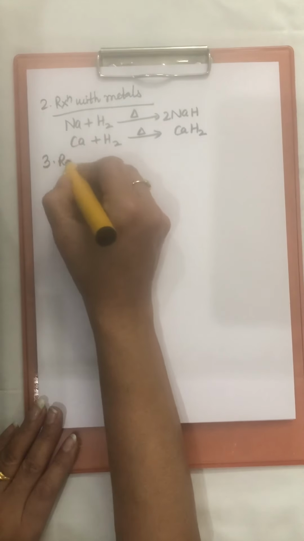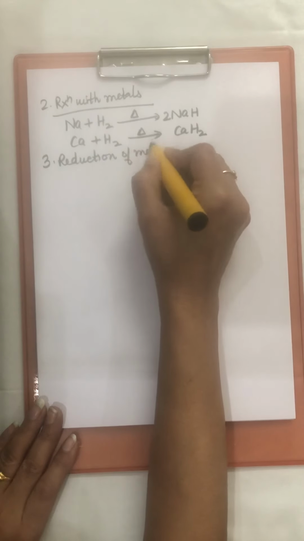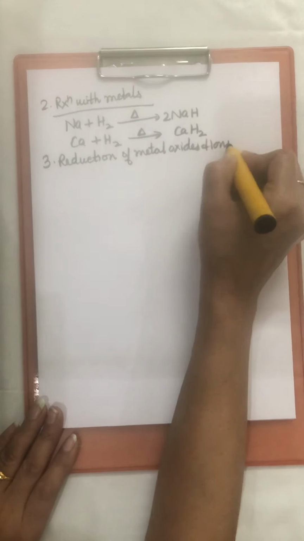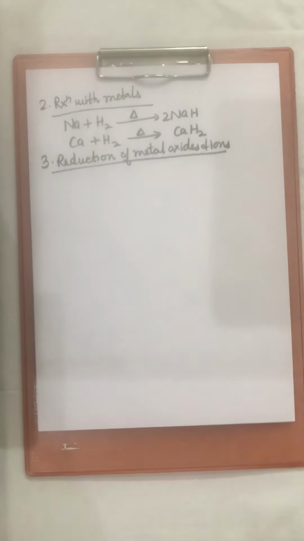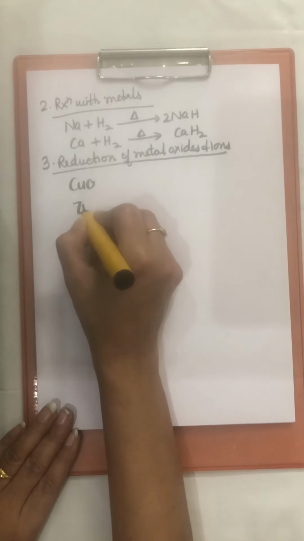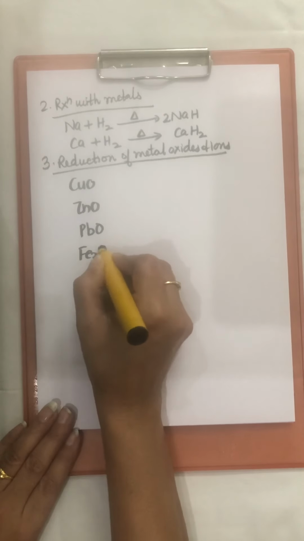Third chemical property, reduction of metal oxides and ions. Hydrogen acts as a reducing agent. It acts as a reducing agent and it reduces the oxides of metals and their ions. For example, metal oxides: copper oxide, zinc oxide, lead oxide, iron oxide.